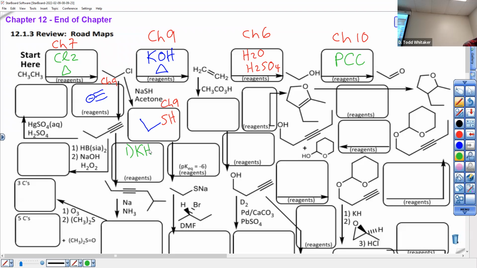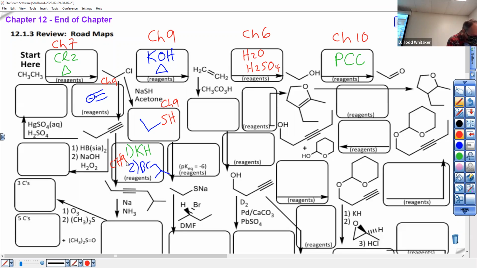Step 2, add an isobutyl group with a leaving group on it. So Br or Cl attached to isobutyl. You're saying, why isobutyl? Well, this is an isobutyl here. Okay, that's all found in chapter 7 and 9. Chapter 7, for the acid base and synthesis. Chapter 9, further review of the SN2 reaction used in the synthesis.